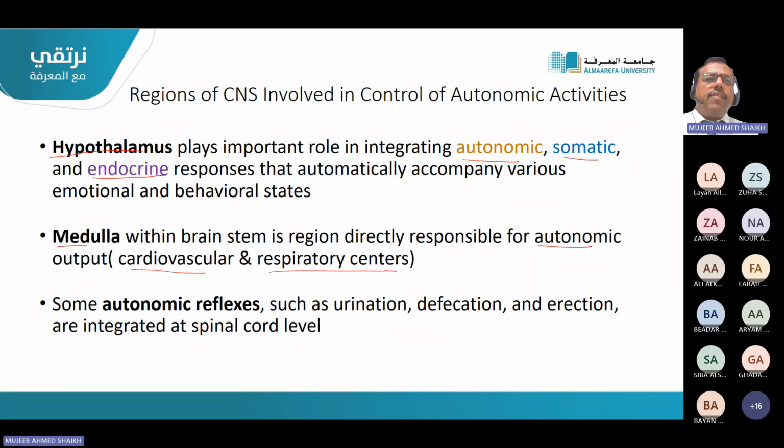There are some autonomic reflexes at the level of the spinal cord, such as urination, defecation, and erection of the penis and clitoris. They are regulated only at the level of the spinal cord. This is called a reflex mechanism, and they are called autonomic reflexes. Like when you go to the bathroom for passing urine, this is again at the level of the spinal cord, controlled by an autonomic reflex.